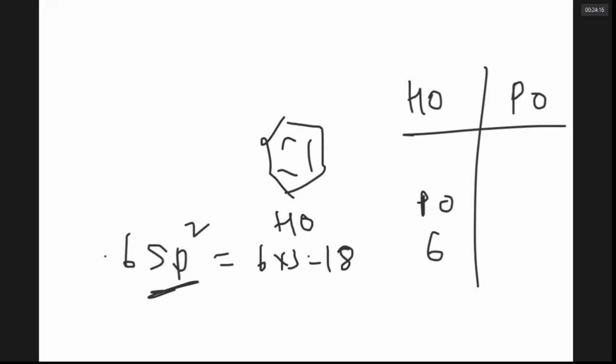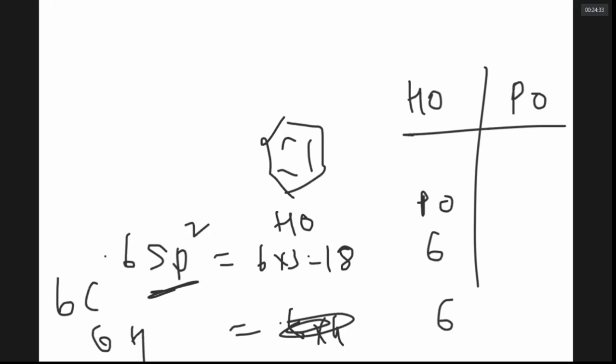Also in benzene, there are 6 hydrogens. Each hydrogen uses a pure s orbital. Now, total number of pure orbitals is 12 and hybrid orbitals are 18.